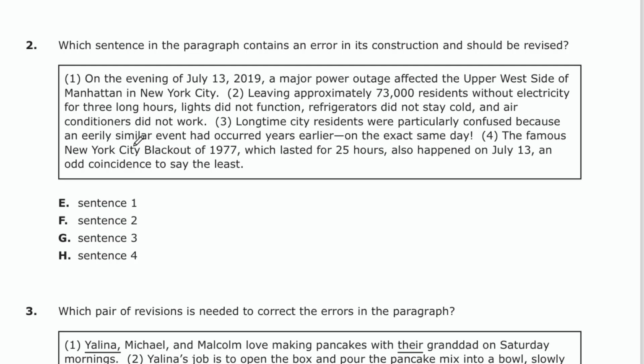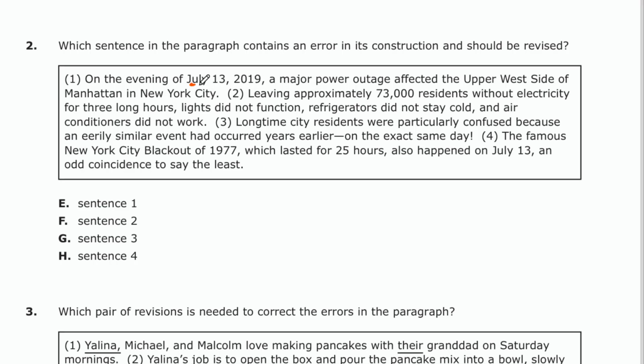Let's take a look at how we would do this. Number 1, on the evening of July 13, 2019. Anytime I have the 3 dates together, I separate them by a comma. And this prepositional phrase up front is separated by a comma. It's a dependent phrase separated from the main clause, as always is the case. A major power outage affected the Upper West Side. That is your main clause. Subject, noun, verb. It completes the thought. Of Manhattan in New York City. Nothing seems wrong with this sentence.